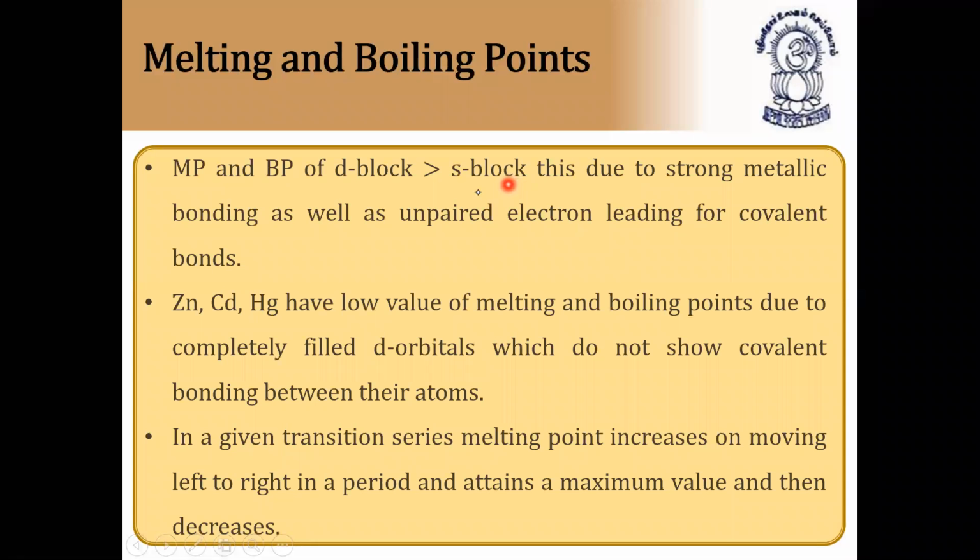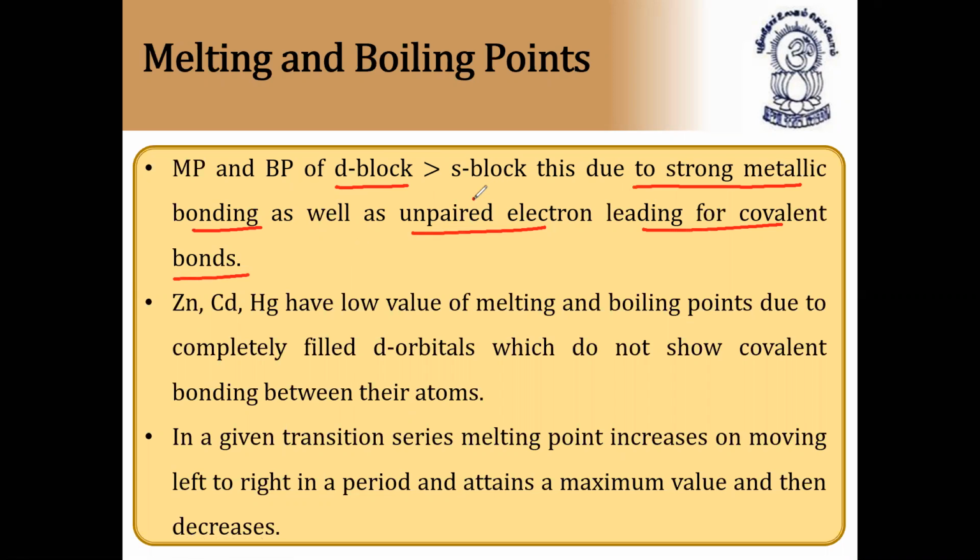Next, melting points and boiling points. The melting points and boiling points of d block are greater than s block because d block elements are metals and they have the highest density. They are solids at room temperature. This is due to strong metallic bonding as well as unpaired electrons leading to covalent bonds.